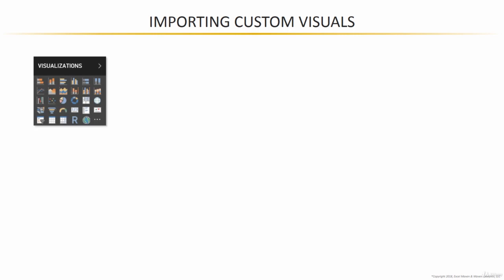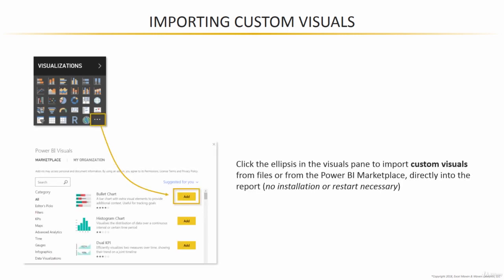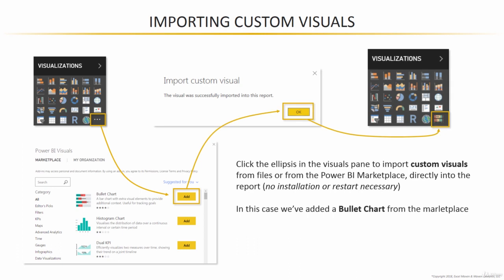You'll see these three little dots, this ellipsis, in the lower right corner. This allows you to import custom visuals either from files or from the Power BI Marketplace directly into your report. So you can search different topics or categories, look at suggested visuals, and then once you pick one that you like, press add, click OK, and boom, it's accessible right there. You don't even need to restart Power BI. You can start working with it immediately.